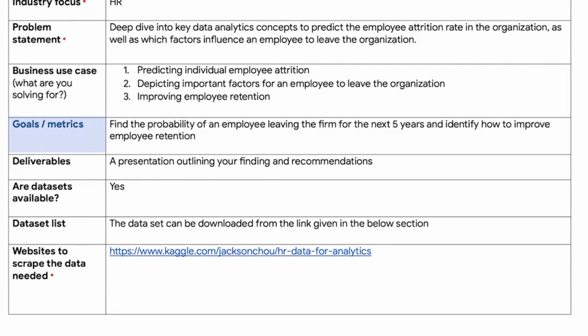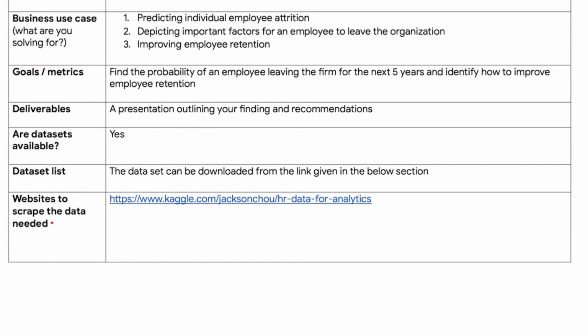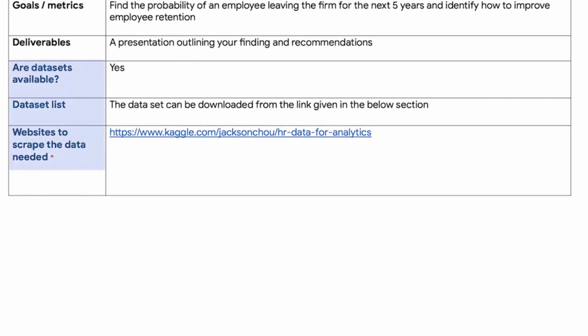It's asking us to find the probability of an employee leaving the company over the next 5 years. That's pretty straightforward. But they're also interested in ways to improve employee retention. This next section is really key. The deliverables are what we'll actually give them once we've completed the case study. In this example, they're asking for a presentation outlining our findings and recommendations. Finally, they've included some sections about the data we'll use for this task. Here, it's a dataset that we can download.